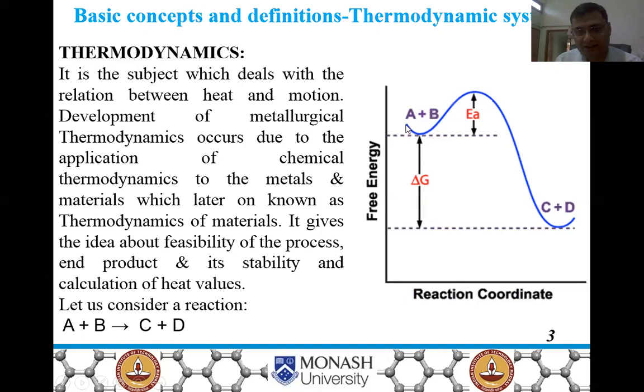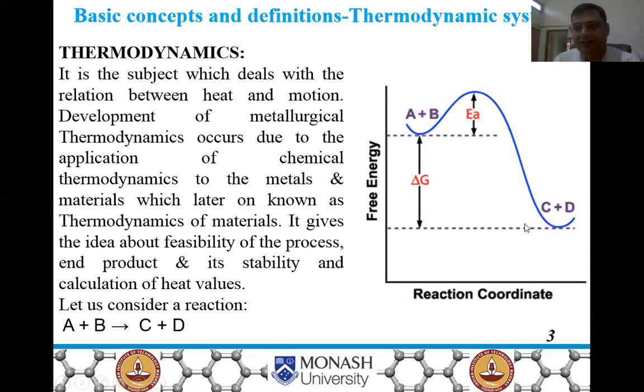Initially, let's say A plus B is at this level of energy, and C plus D is at this level of energy as shown in this figure. So we have plotted free energy versus reaction coordinate, and when the reaction is occurring from the A plus B state to the C plus D state, there is an intermediate stage in which activation energy is required for the reaction to occur.